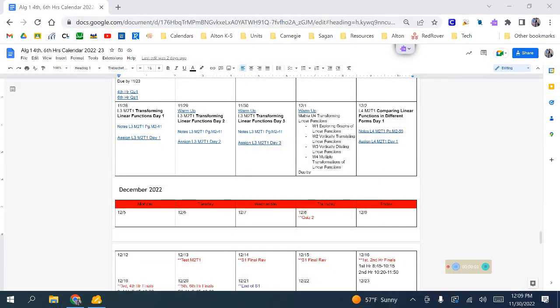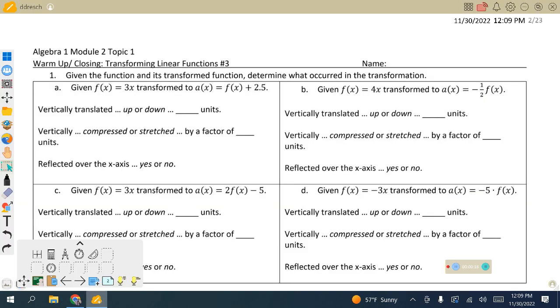Vertically stretched, or we say vertically compressed. And then the third thing that could happen is that there's reflection over the x-axis. All right. So as we look at this, then number 1, letter A.